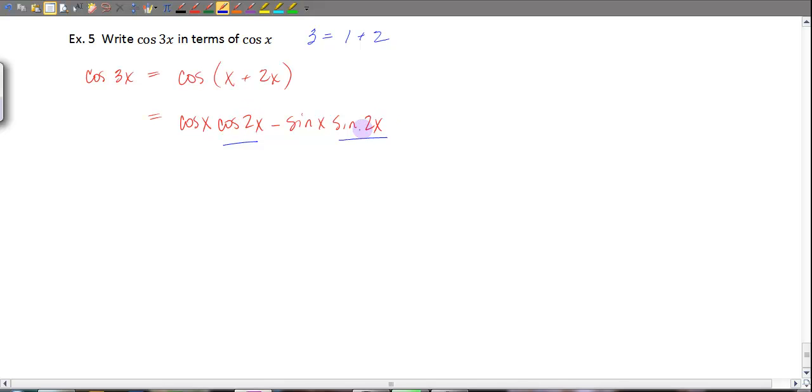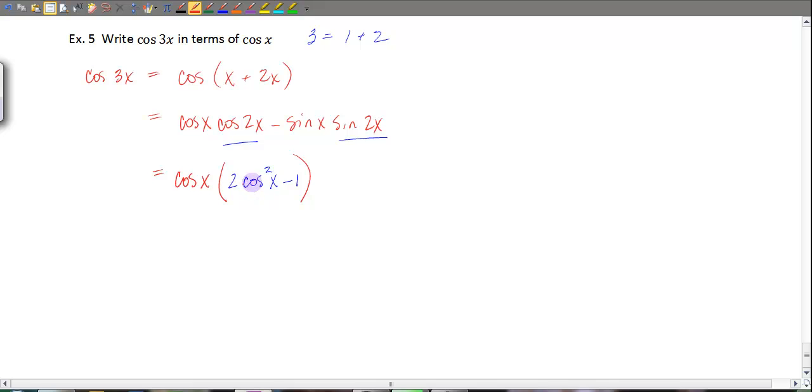These cosine 2x and sine 2x, those are our new identities we learned today. So we're going to rewrite this as the cosine of x times one of the cosine double angle identities. Now we have 3 choices to use here. It is not going to matter one bit which you choose. I happened to choose, when I was originally doing this, to rewrite this using 2 cosine squared x minus 1 as the form of the cosine double angle.